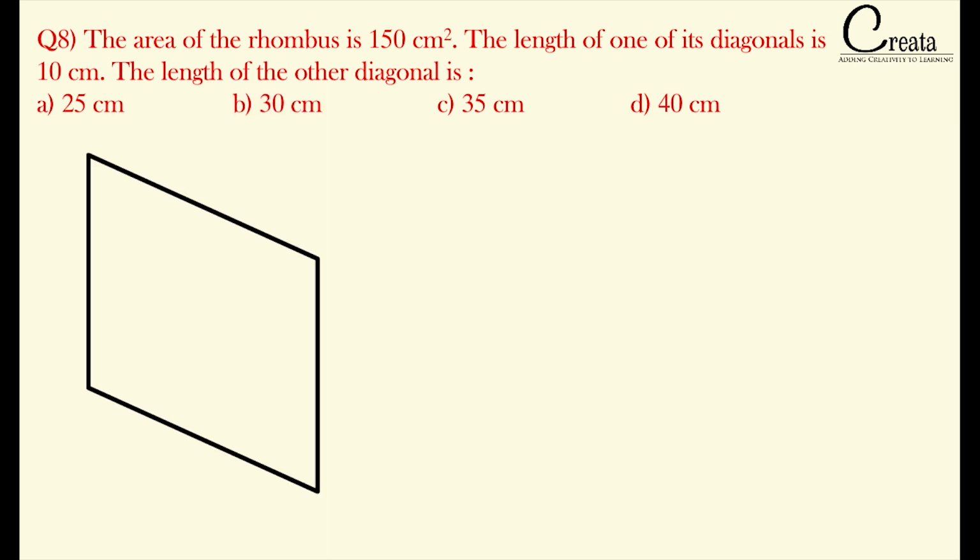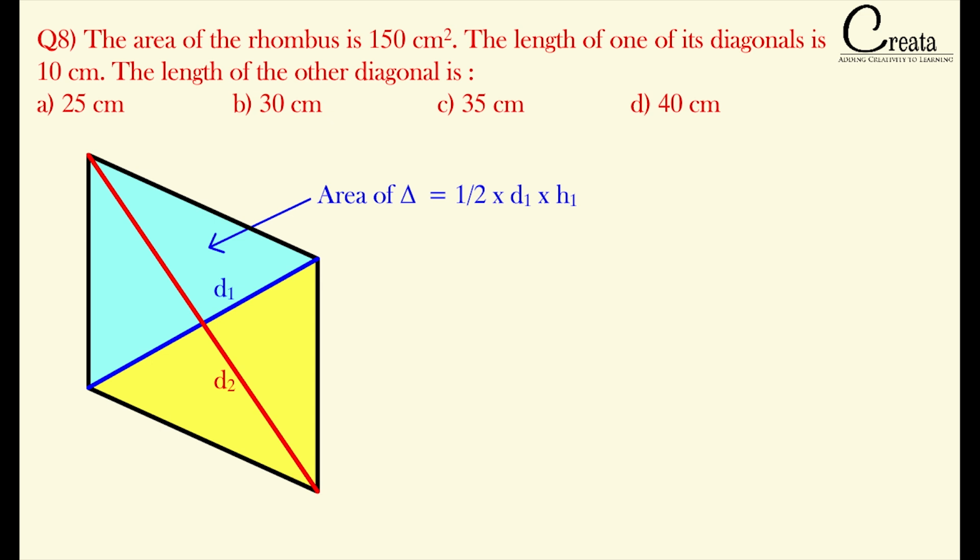If we take any random rhombus with the diagonals as d1 and d2, we have divided this rhombus into two triangles. These are the two triangles. Area of this above triangle is equal to half into base into height, that will be half into d1 into h1. We have assumed h1 as the height of this above triangle. For this below triangle, the area will be half into d1 into h2.